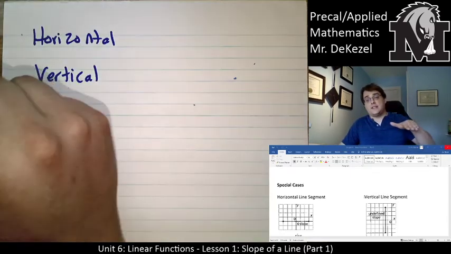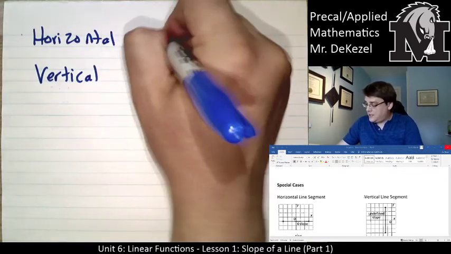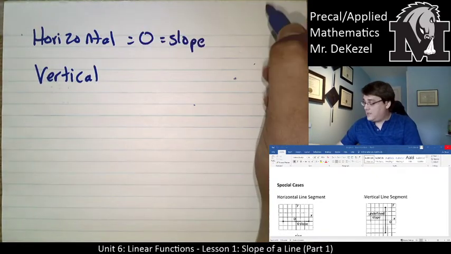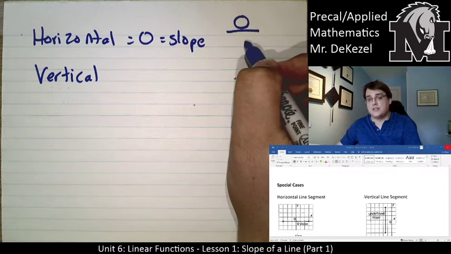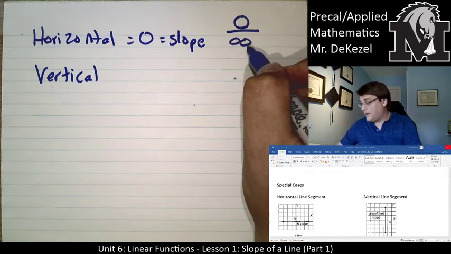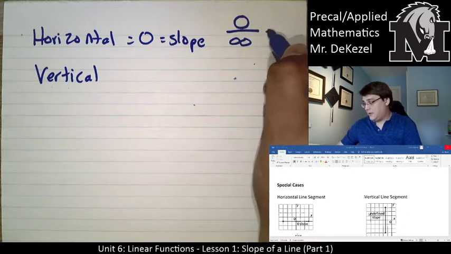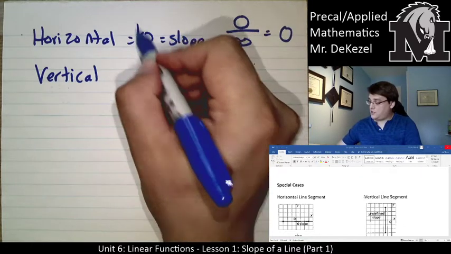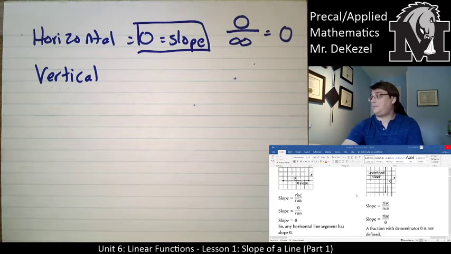So a horizontal line is sideways, as you can see, and the slope is zero. We say that the slope is zero because the rise is zero and the run is going to be some number. I'm going to write it as infinity, but that really could just be any number. Now this number goes into zero, zero times. So this equals zero. So our slope for a horizontal line is known as zero, because with rise over run, you get zero over a number. Anything divided into zero is zero.